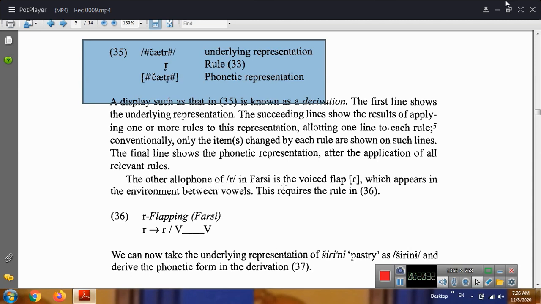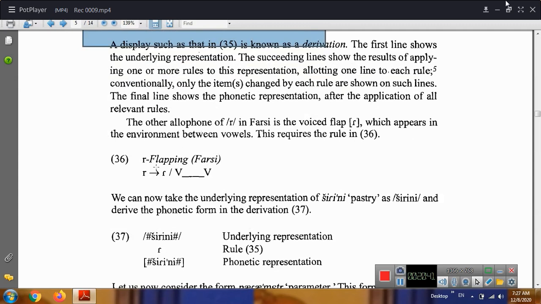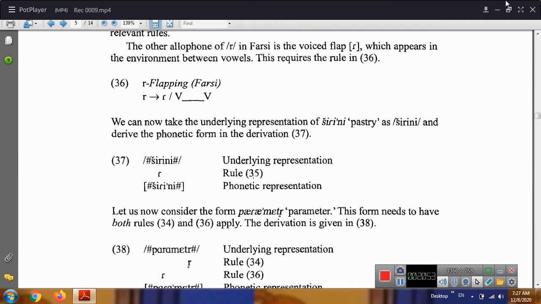The other allophone of re in Farsi is the voiced flap re, which appears in the environment between vowels. Here we have our flapping in Farsi. Our trill becomes a flap between two vowels. Here we have its derivation, like shirini, which means pastry, which we have the flap form of these sounds by applying the rule of flapping.